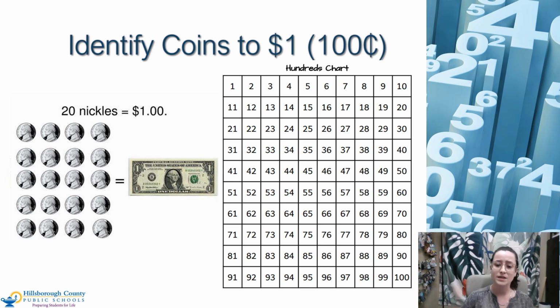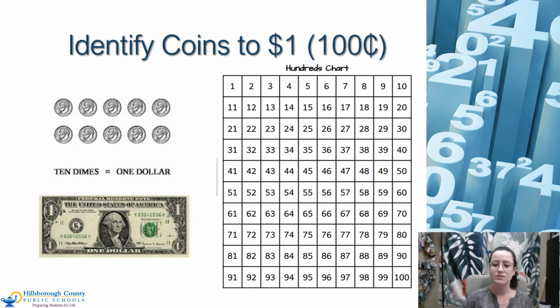When we're skip counting by nickels, we're skip counting by fives, and we can show students that when we count by 5, we get to 100, and that we would have to count by 5 20 times, which would be the same as 20 nickels to have $1. Same thing with my dimes. I can count by tens. I would need 10 dimes to make 100 cents or $1.